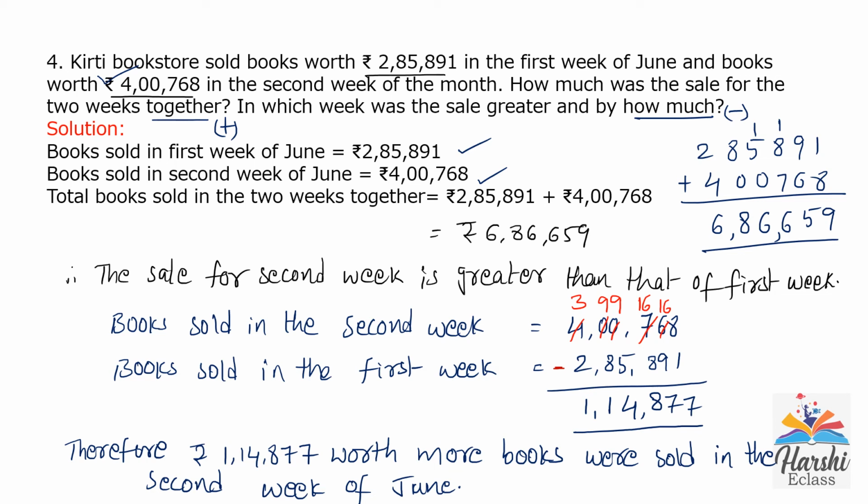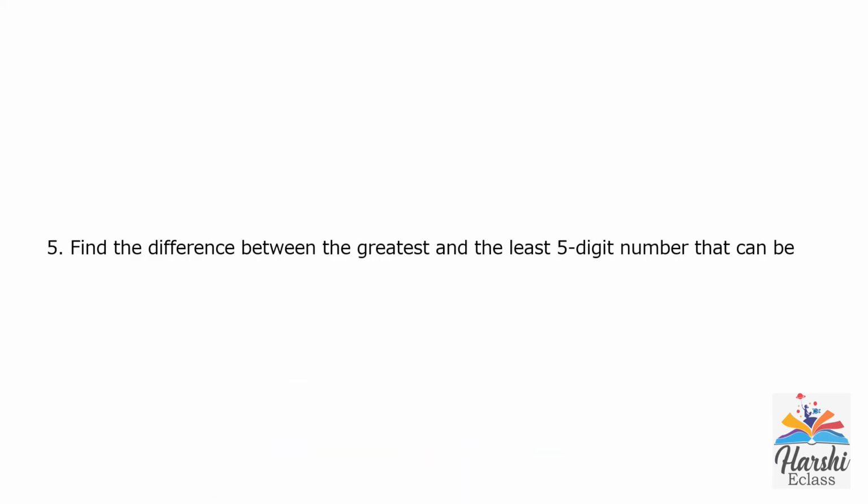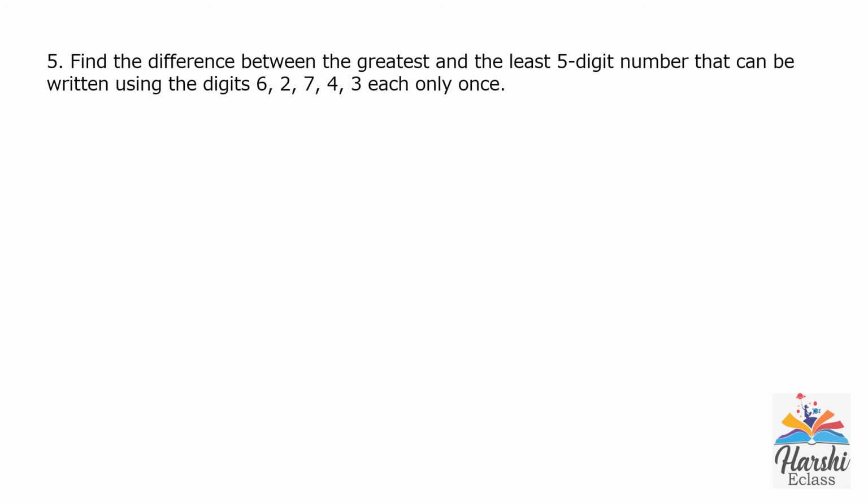Now next sum, fifth one. Fifth question, find the difference between the greatest and the least 5-digit number that can be written using the digits 62743 each only once. In the given question, there are 5 digits 62743. We are going to use these digits only once, that means no repetition. By using these digits, make the greatest 5-digit number and the least 5-digit number. After that, find the difference between the greatest and the least 5-digit numbers. Let's start solving the sum.